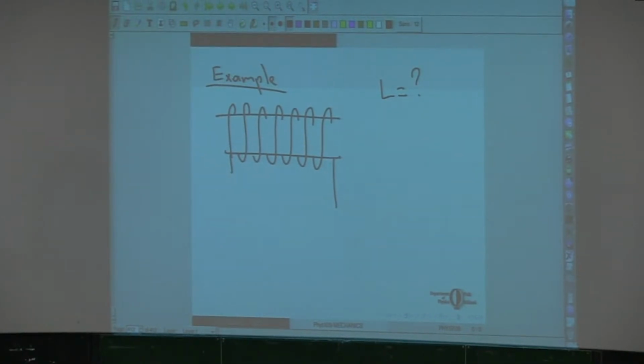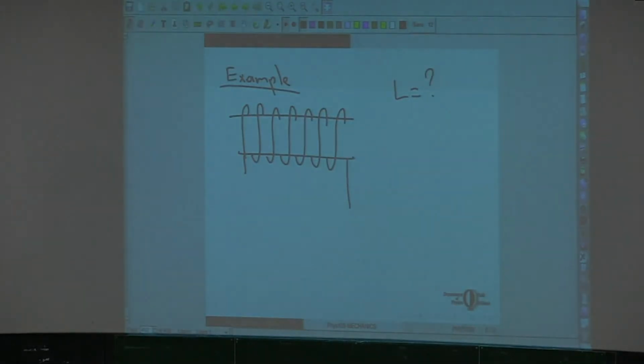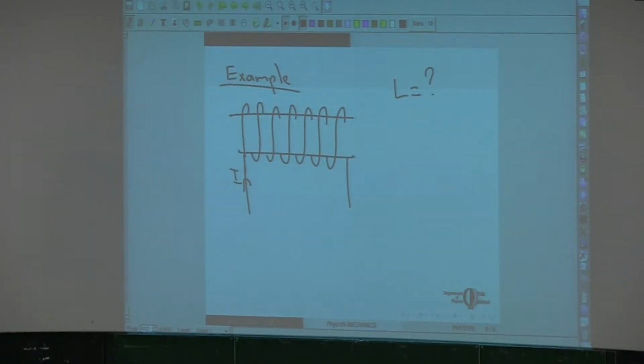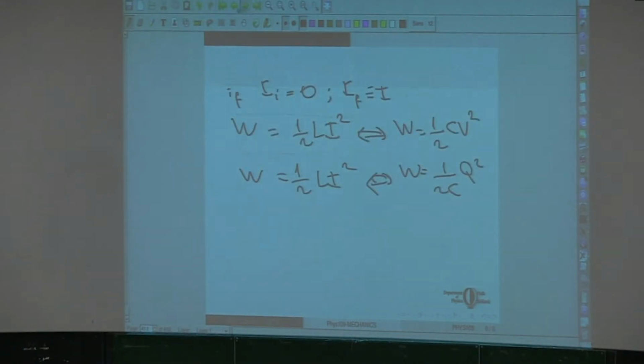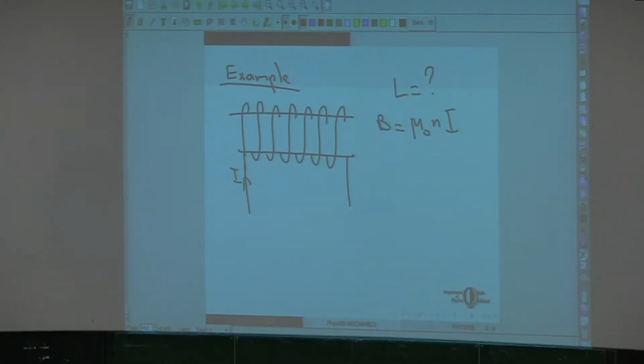The steps are identical to the mutual inductance. We first set a current running through our system. Let's say we have the current I. Now, this current will create a magnetic field inside the solenoid. B is equal to mu0 N times I. This will be the magnetic field inside our solenoid.